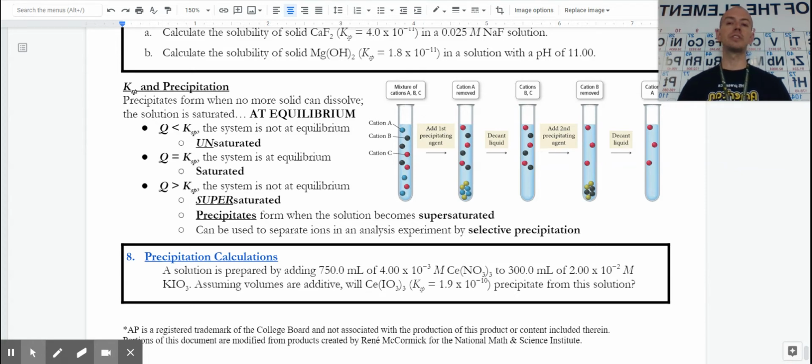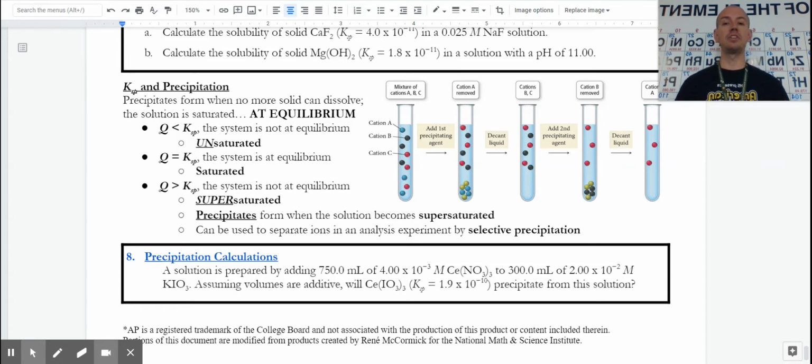When Q equals Ksp, the system is at equilibrium. That's right when we're at the maximum amount that can dissolve. We're really not going to see this in these sorts of problems, because at that point we do have to have some solid and some ions, but that's right at the maximum amount that can dissolve.